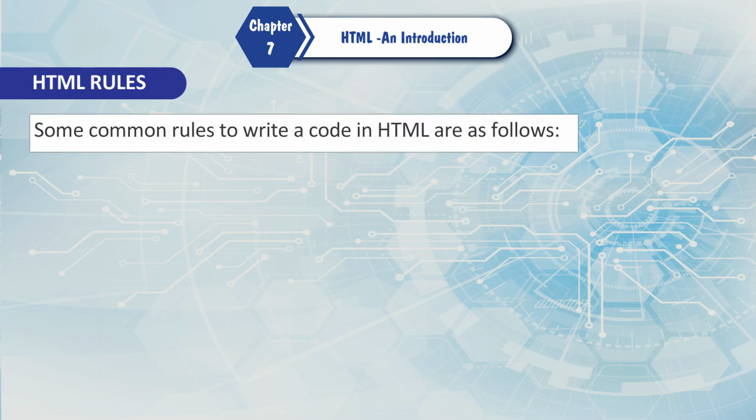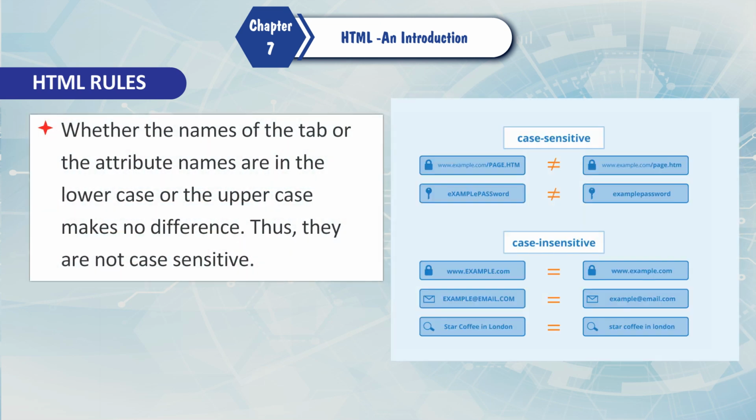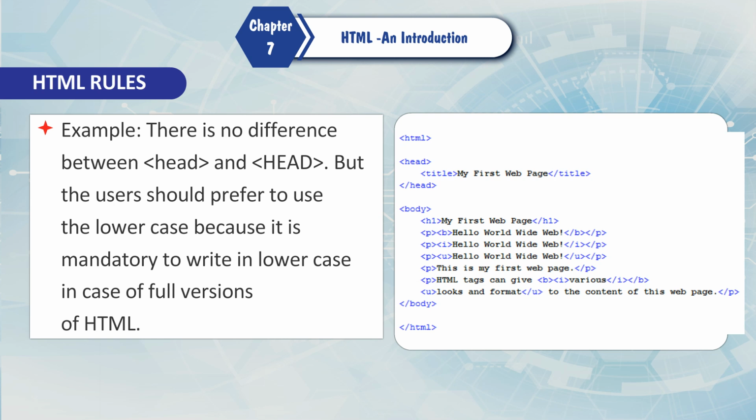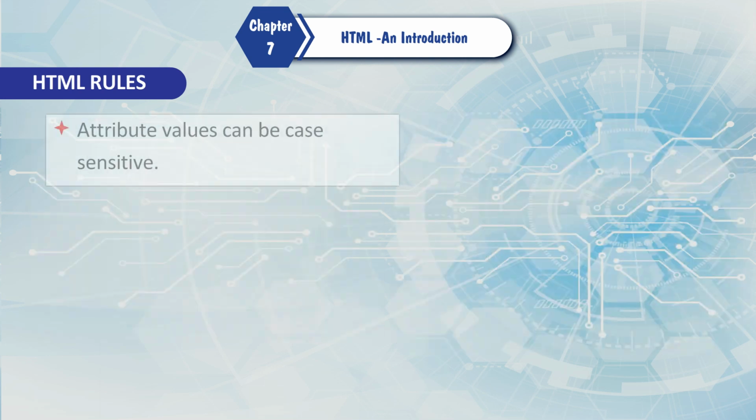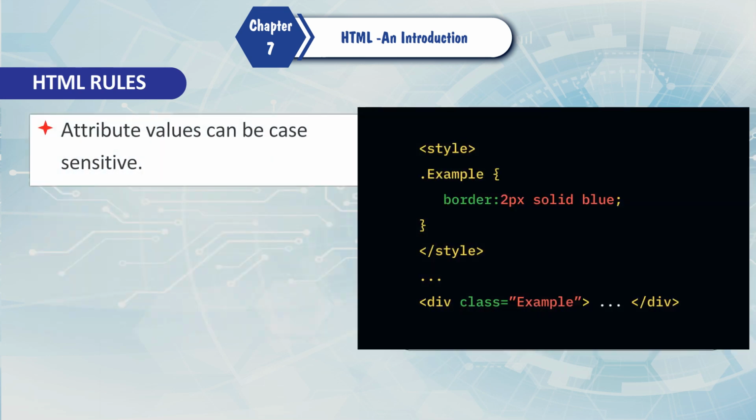HTML rules. Some common rules to write code in HTML are as follows. Whether the tag names or the attribute names are in lower case or upper case makes no difference. Thus, they are not case sensitive. Example: there is no difference between <head> and <HEAD> in capital letters, but users should prefer to use lowercase because it is mandatory to write in lowercase in case of full versions of HTML. Attribute values can be case sensitive.